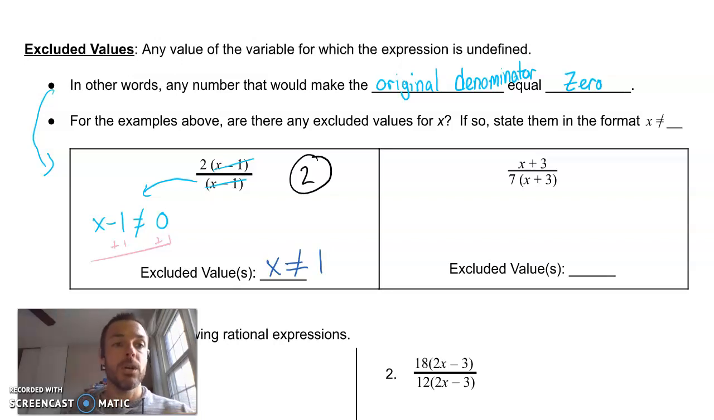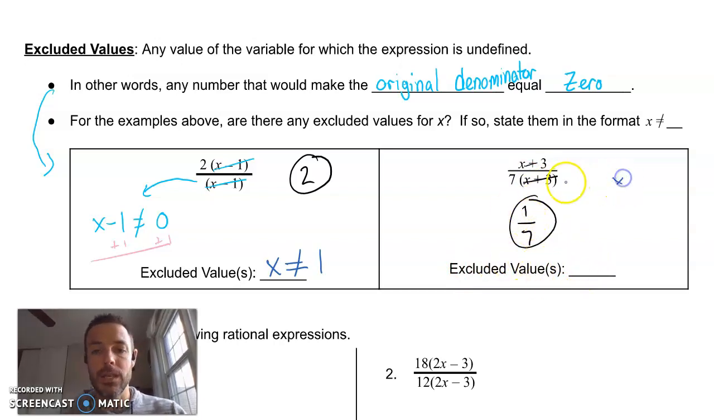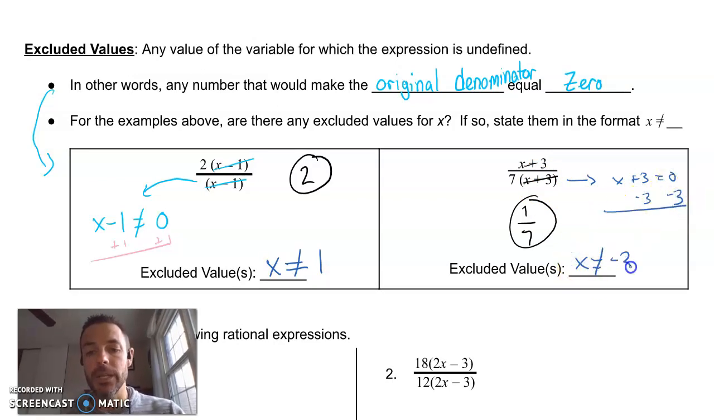Okay? So back to this second example, and it's the same concept. X plus 3 cancels. We get 1 over 7, but I have to exclude when this x plus 3 is equal to 0. Even though I canceled it out, subtract the 3, x cannot equal negative 3. That's also part of the answer.